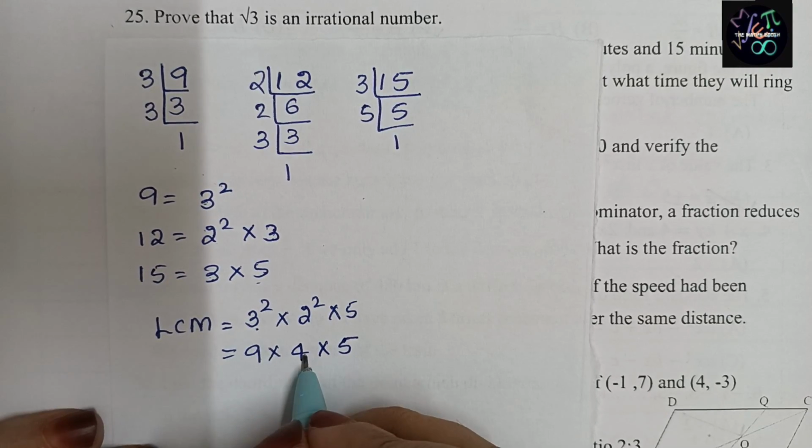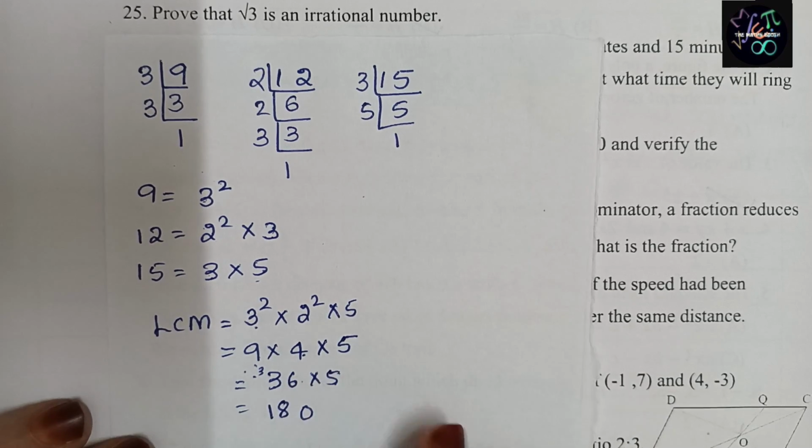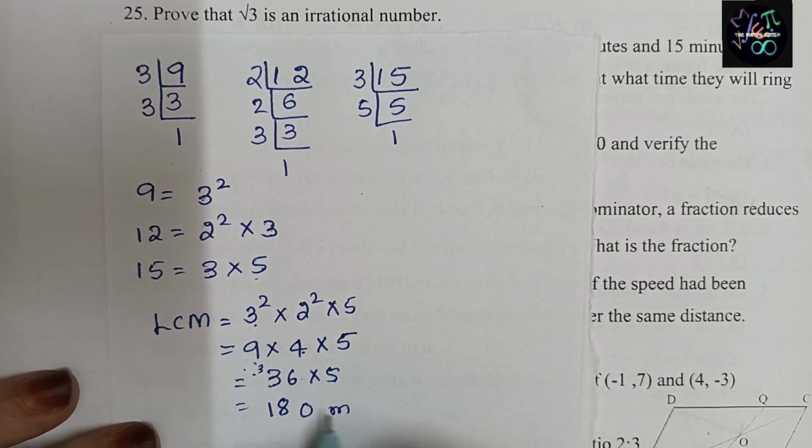So 9 4s are 36. 36 into 5. 5 6s are 30. 5 3s are 15, 16, 17, 18. That is, it will be ringing next after 180 minutes.